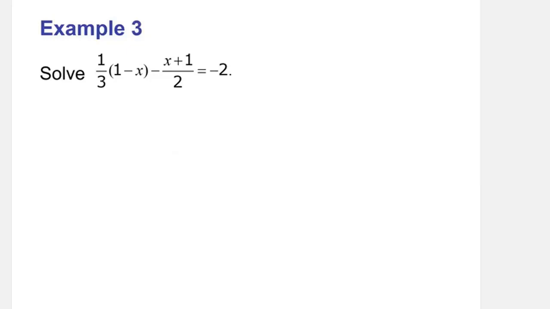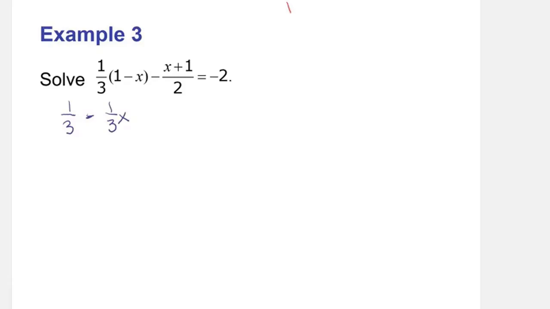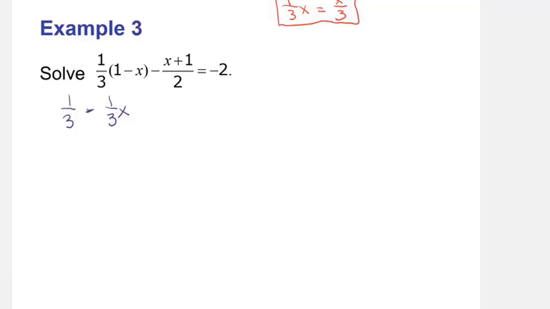First thing I'm going to do is distribute. I have 1/3 times 1 is 1/3, minus 1/3 times x is 1/3 x. And you can write that as 1/3 x or x over 3. 1/3 x is the same as x over 3. Whichever way you want to write it is fine. Minus x plus 1 over 2 equals -2.